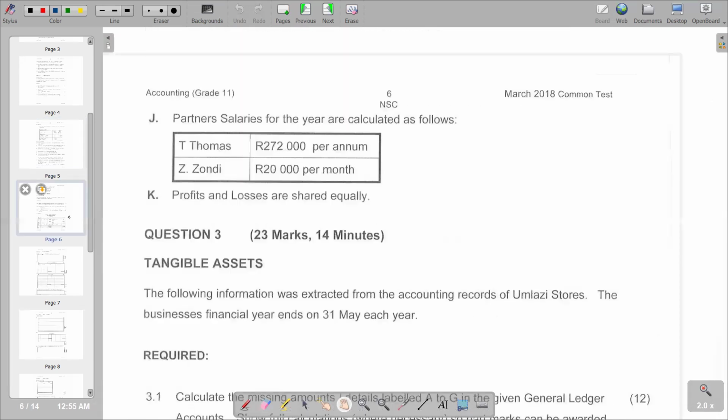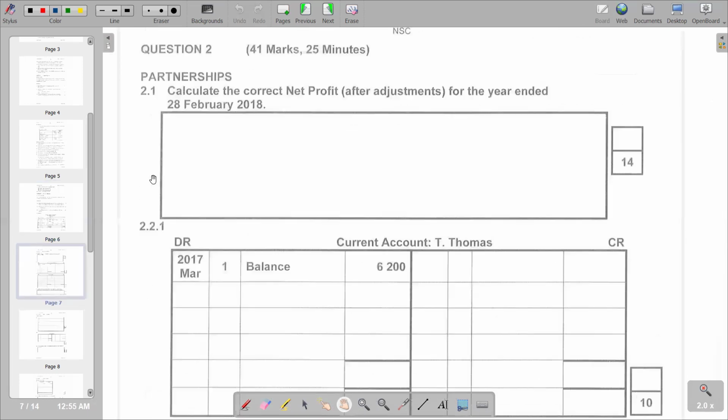So we can try as well to proceed. Then we have got K again, information J and K, which is also part of our question. On our other section, we're going to start on the calculation of the correct net profit after adjustment for the year ended 28 February 2018. So the first figure that we need is the figure of the net profit balance, which needs to be corrected.